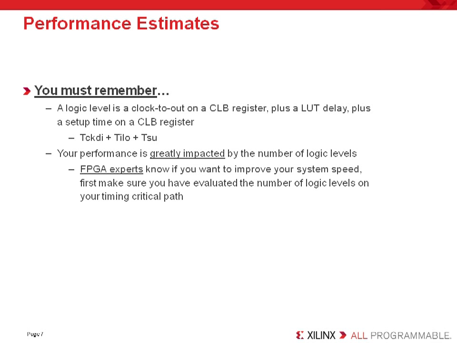So to this point, when it comes to actually estimating your timing, you must remember a couple of things. Number one, a logic level is a clock to out in a CLB register plus a LUT delay plus a setup time on a CLB register. And your performance is greatly impacted by the number of logic levels, just like we saw with our sample calculations. It increases as you go to 2, 3, 4, and 5 logic levels. FPGA experts know if you want to improve your system speed, first you must make sure you have evaluated the number of logic levels on your timing critical path.